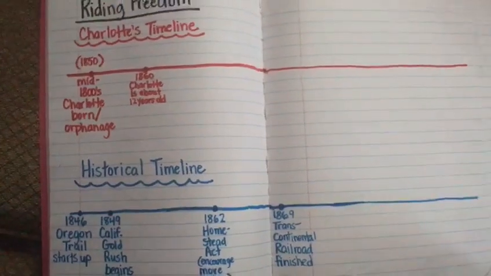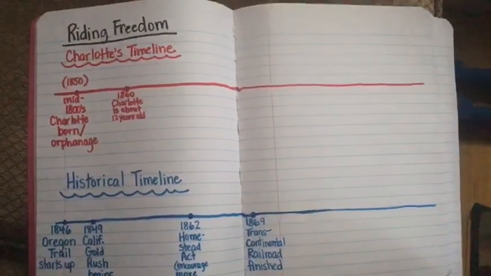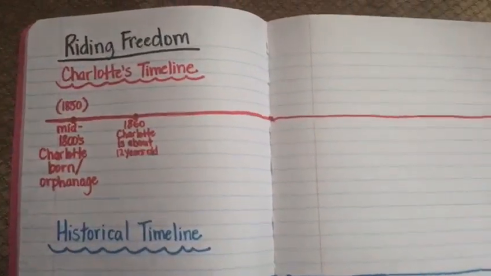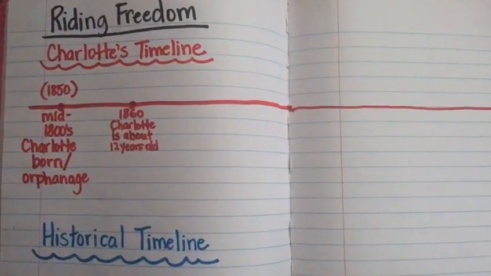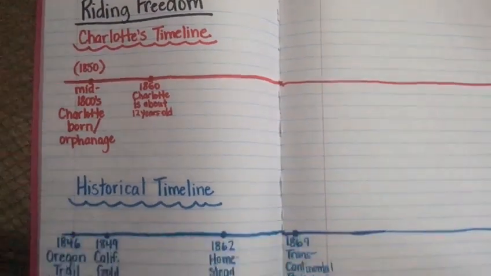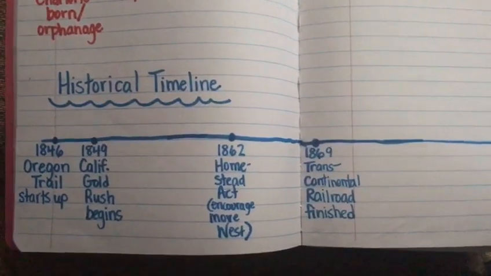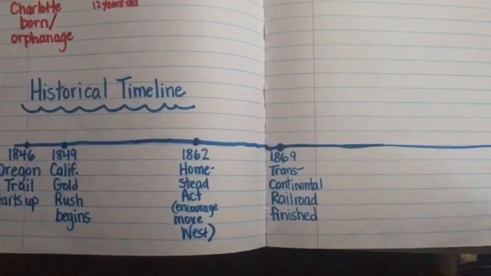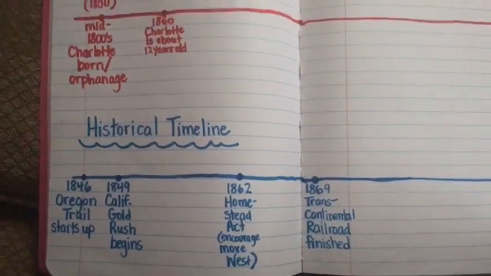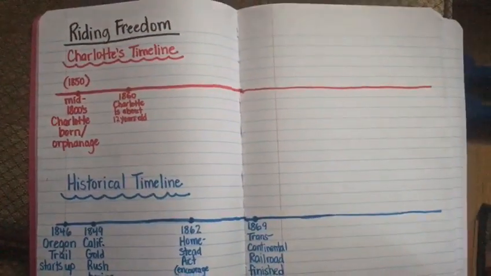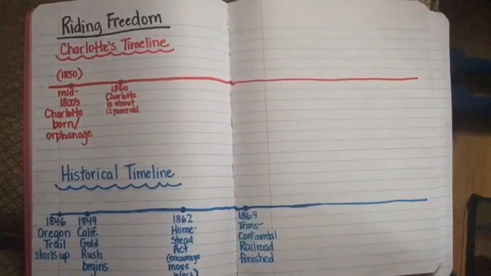So as I'm reading Writing Freedom, I'm going to continue putting important events on Charlotte's timeline, and I'm going to continue to look up important things that are happening during her life in real history. This is a great note-taking technique while you're reading any type of historical fiction.